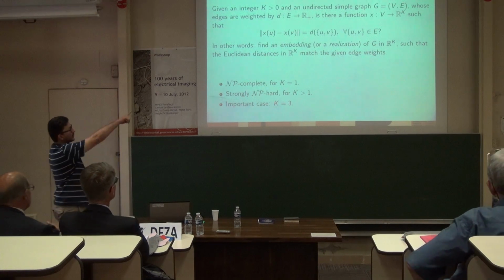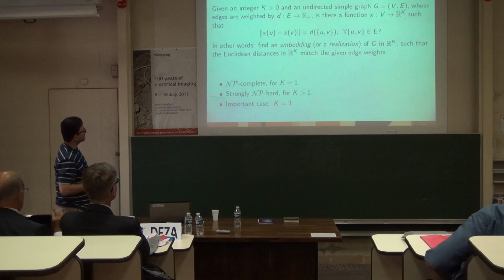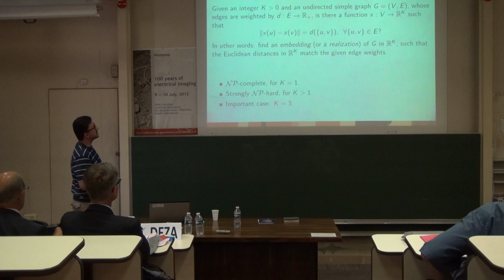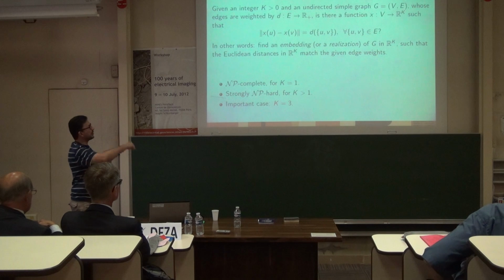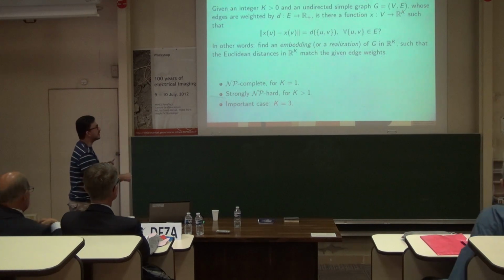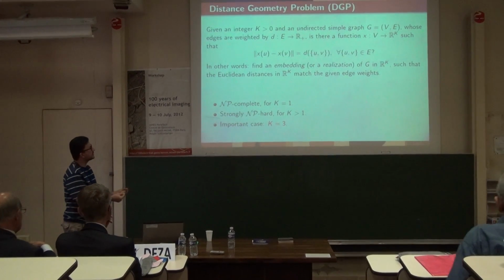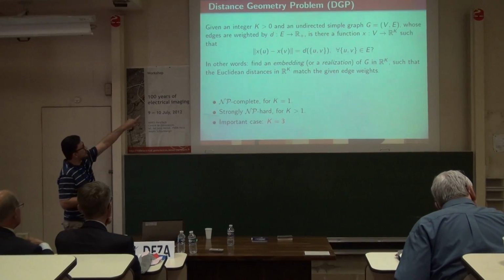The dimension of the Euclidean space is given a priori by the parameter k. So the problem is: is it possible to realize these vertices such that when we associate vertices of the graph with points in some Euclidean space, we can calculate the Euclidean distance? And the question is whether these Euclidean distances are equal to the values associated to the edges.